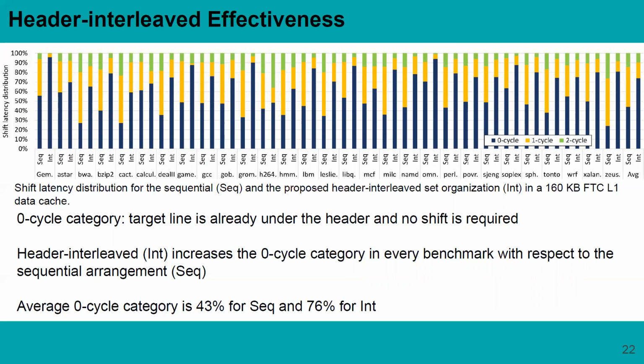is required. 1 cycle and 2 cycle mean that 1 and 2 shifts are required respectively before accessing the line under the head. The proposed header-interleaved increases the 0 cycle category in every benchmark with respect to the sequential approach, leading to an average 0 cycle distribution of 76%.